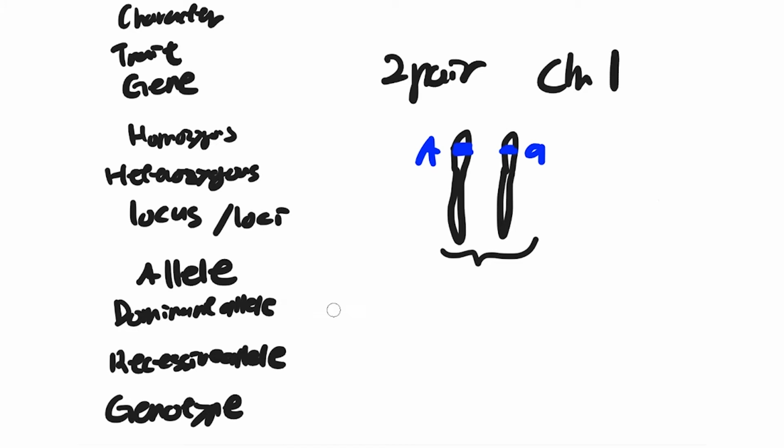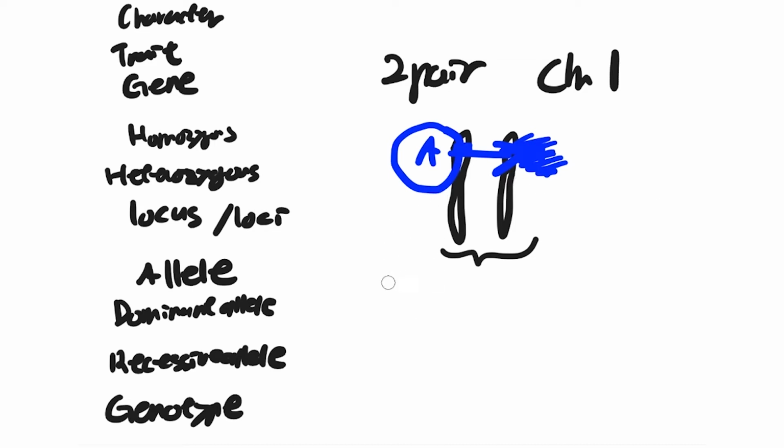Okay, and then we can bring in the dominant allele and recessive allele here. Usually the dominant allele is shown with a capital letter. In the case of heterozygous, the effect of big A is going to mask the effect of the small a. In other words, when the big A is present, the small a will not be expressed.